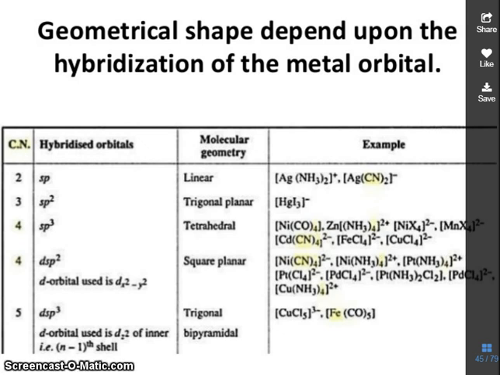You have here examples: sp, silver and silver cyanide; sp2, HgI3; sp3, nickel, zinc, NiX4, MgX4, Cd(CN)4, FeCl4, CuCl4; dsp2, Ni(CN)4 2 minus, Ni(NH3)4, Pt(NH3)4, PtCl4, Pt(NH3)2Cl2, like that.